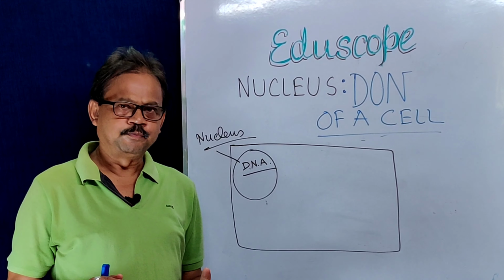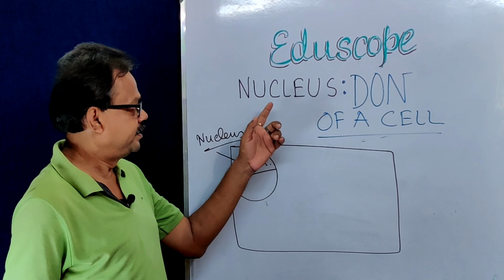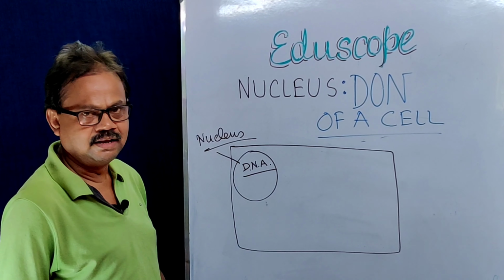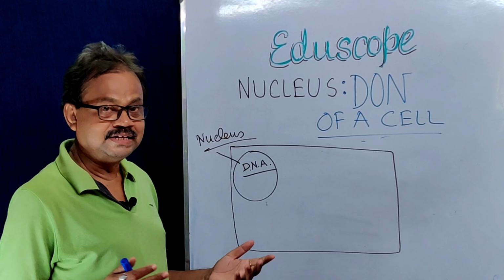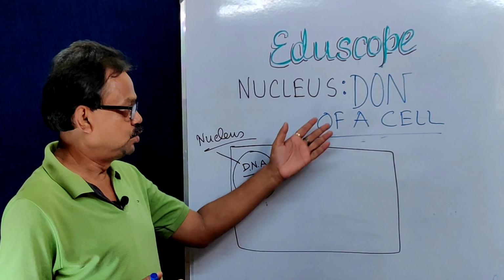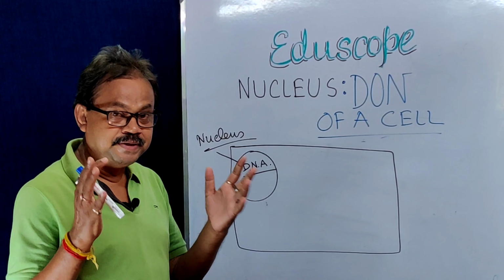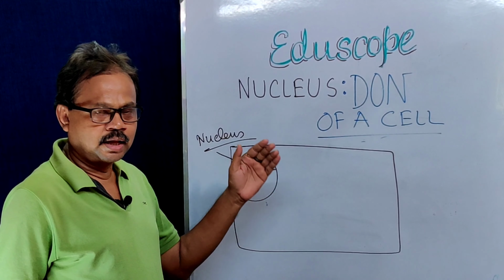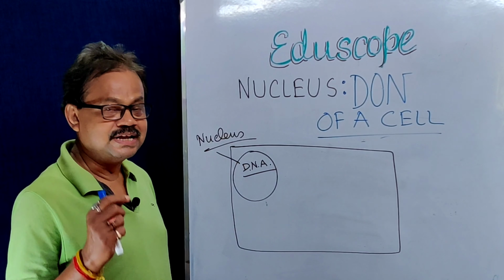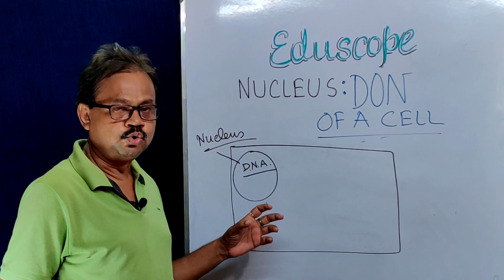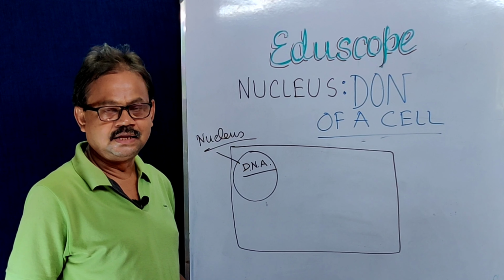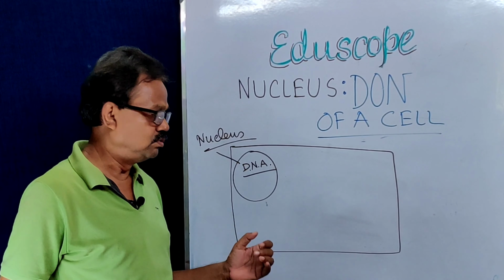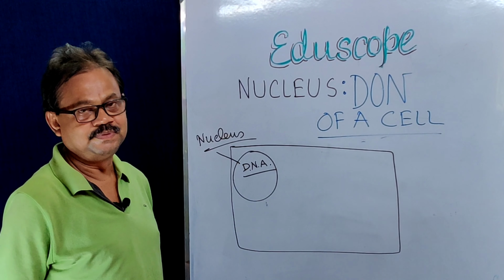Now I am coming to the point of why I have written nucleus, a dawn of a cell. If anyone asks you what a nucleus is and you tell them it is a dawn of a cell, you will get a big zero. I have used this word so that you can remember this, because it controls all activity of the cell. Now I am coming to how the nucleus controls all activity of the cell.